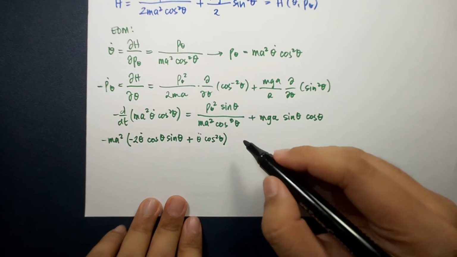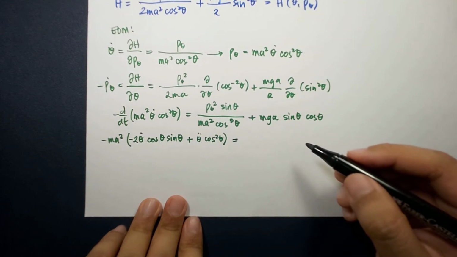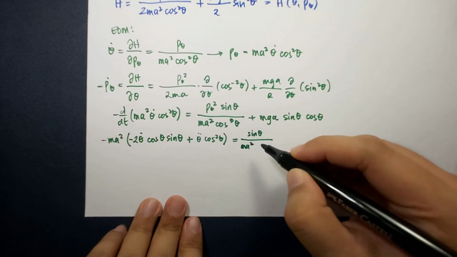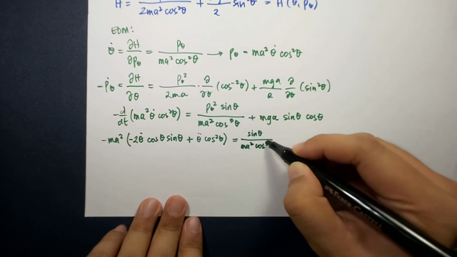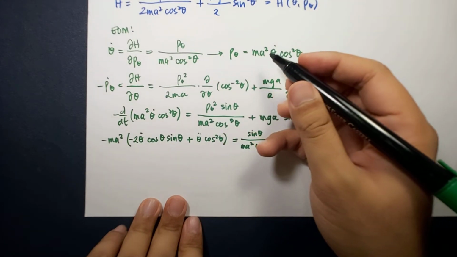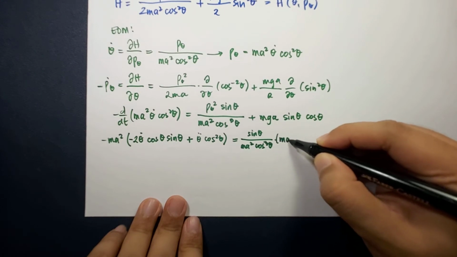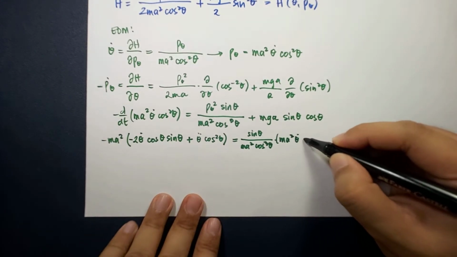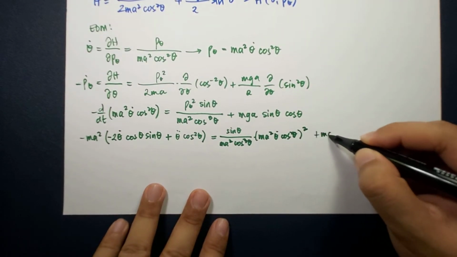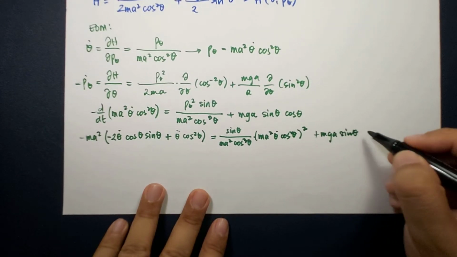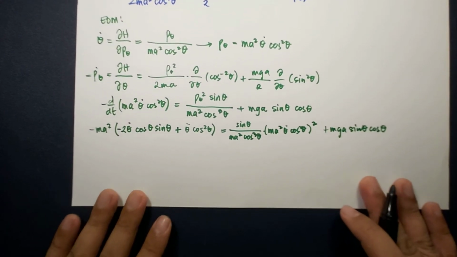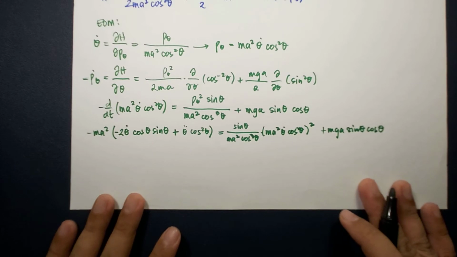So that's theta double dot times cosine squared theta. And then this is equal to sine theta over ma squared cosine cube theta times p theta squared, which is ma squared theta dot cosine squared theta, then squared, and then plus mga sine theta cosine theta. Okay, so now you can simplify this.